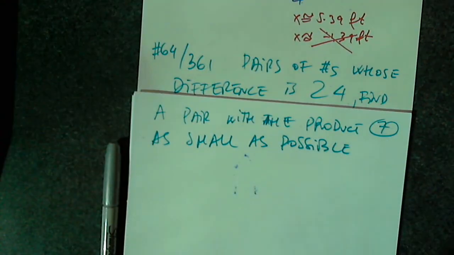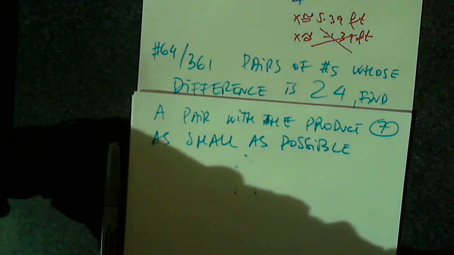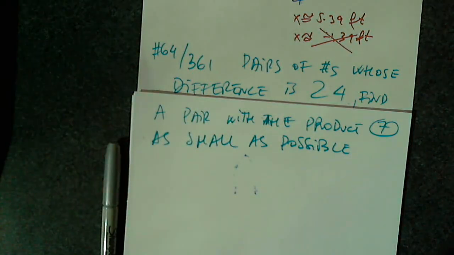So among all pairs of numbers whose difference is 24, find a pair whose product is as small as possible. So please give me an example with two unknown numbers. Do not pick any numbers. Two unknown numbers whose difference is 24. How will I write that? Is there a way of putting that in writing?